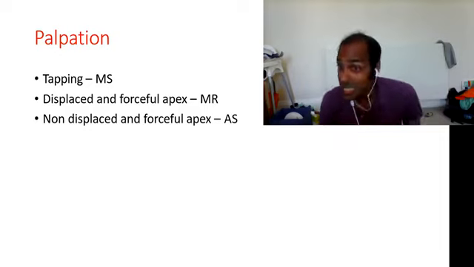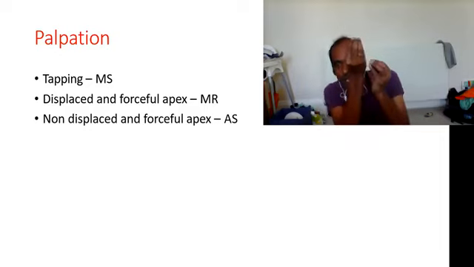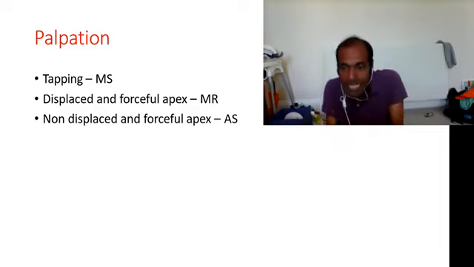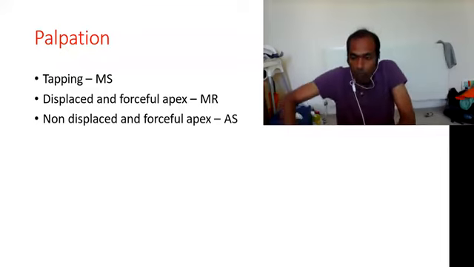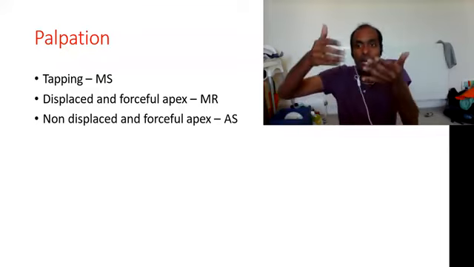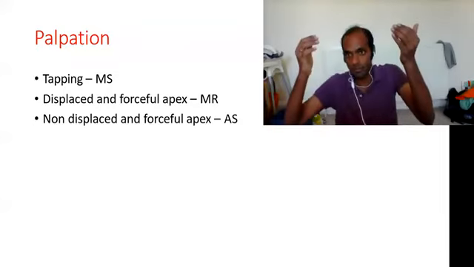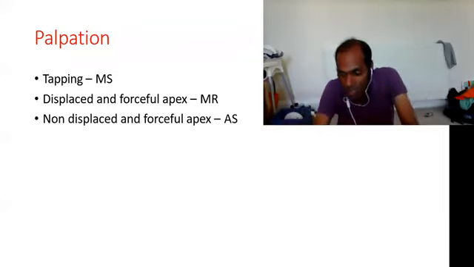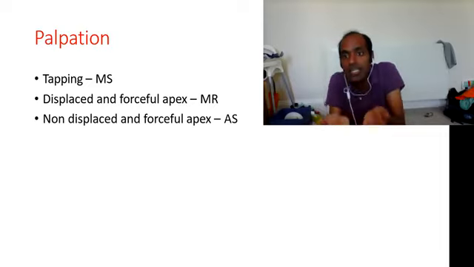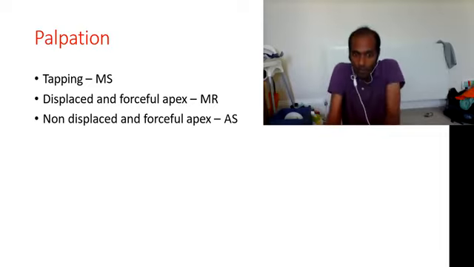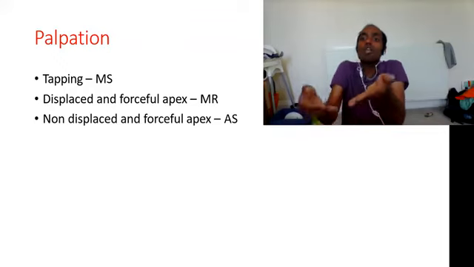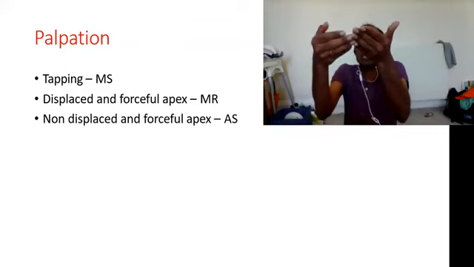But in mitral stenosis, because the ventricular filling is compromised, what happens is, it suddenly has to snap shut. Okay? Because it can't float, because the blood flow into the ventricle is compromised. The valve leaflets can't float on the blood and gradually close.